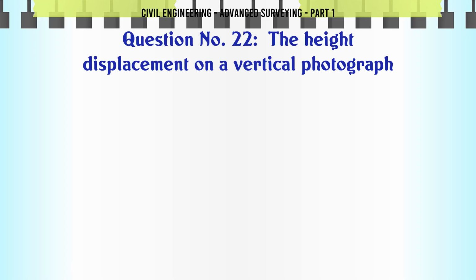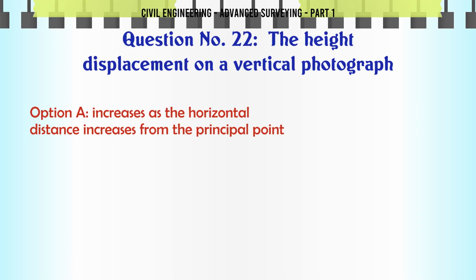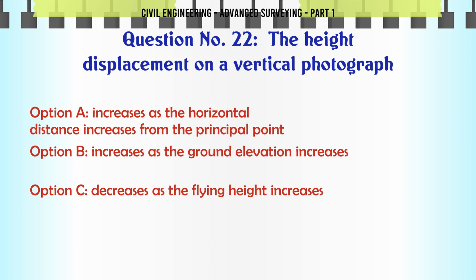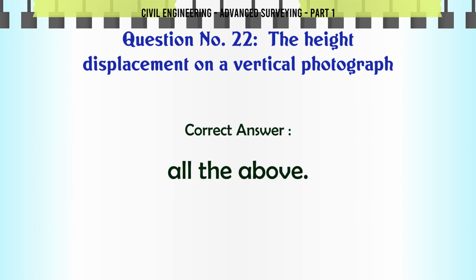The height displacement on a vertical photograph A. increases as the horizontal distance increases from the principal point. B. increases as the ground elevation increases. C. decreases as the flying height increases. D. all the above. The correct answer is all the above.